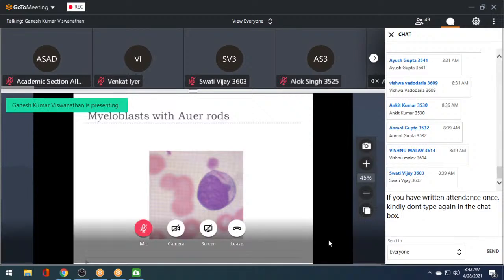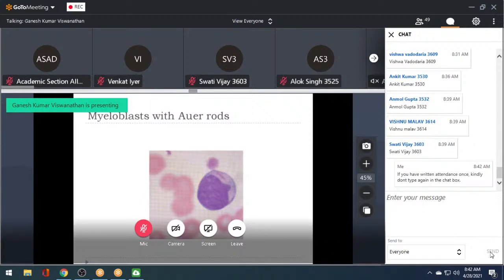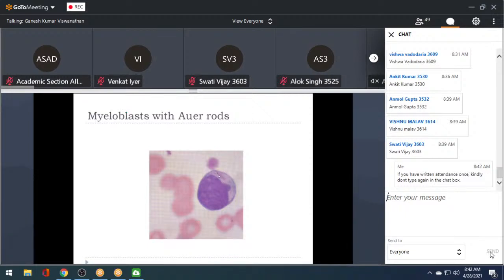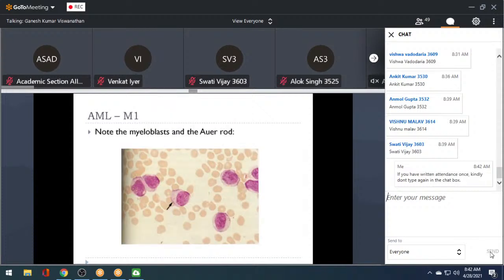So what is the basic morphology of a myeloblast? It appears a little different from a lymphoblast. As you can see, they characteristically have a pink rod-like structure within the cytoplasm. This is called an Auer rod. The presence of an Auer rod indicates that it is a myeloblast.